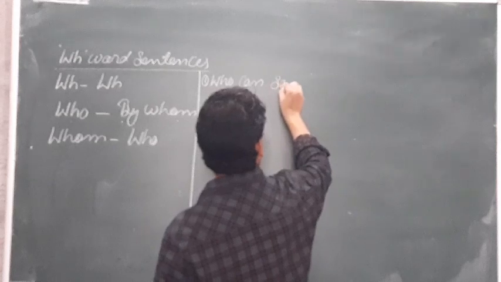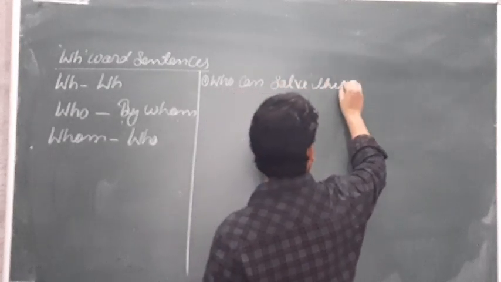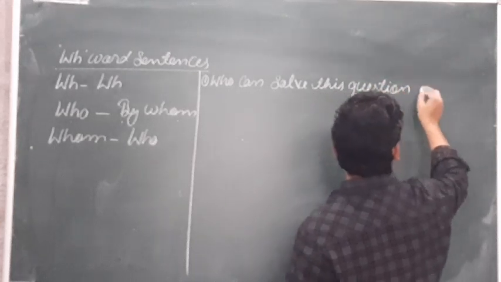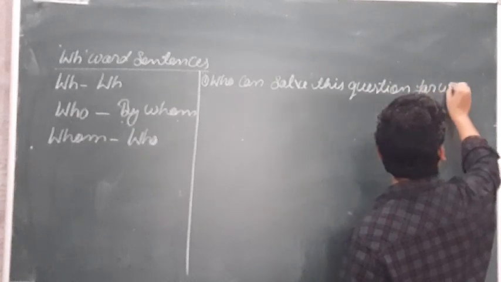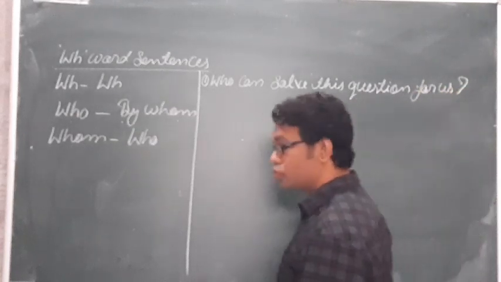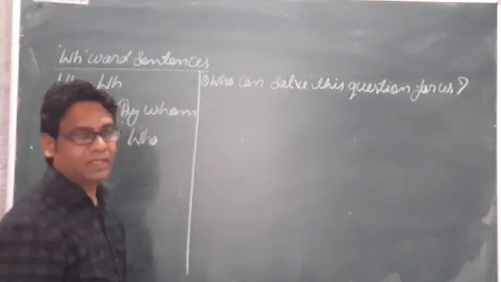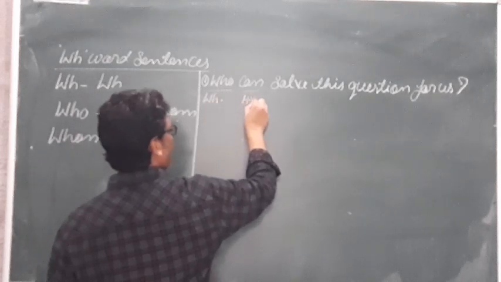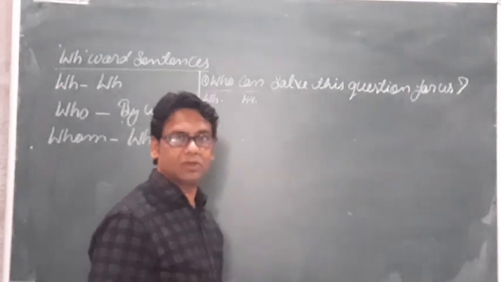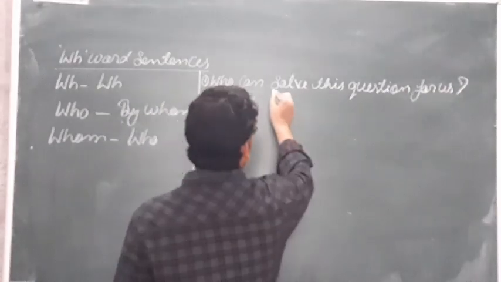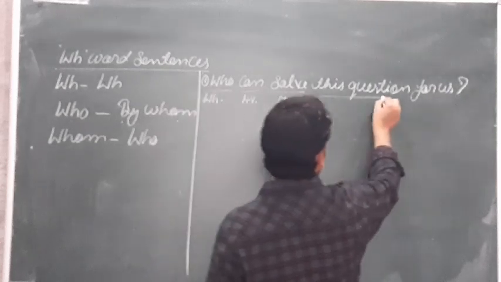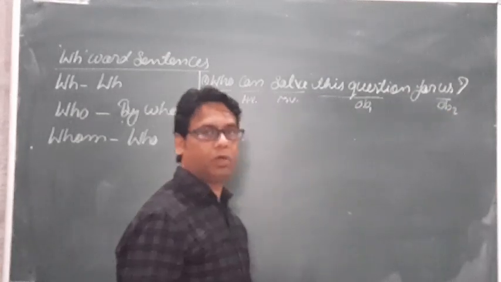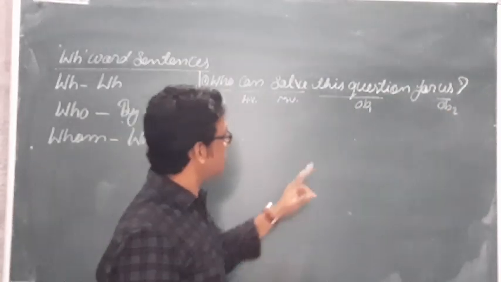Who can solve this question for us? Students, look at the sentence. In this sentence, we have the WH word. This is the helping verb, a modal. Modals are also auxiliary verbs. We can call them helping verbs. Then the main verb, object 1 and object 2. So we don't need to bother about object 2. We have to focus on object number 1.